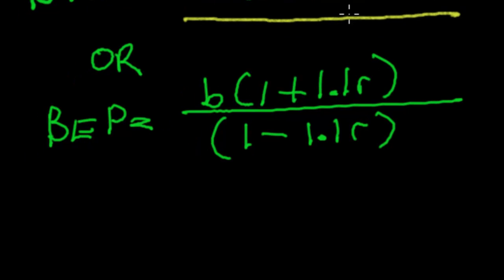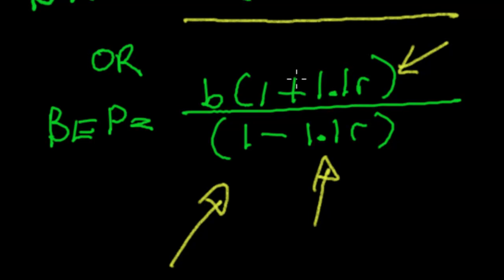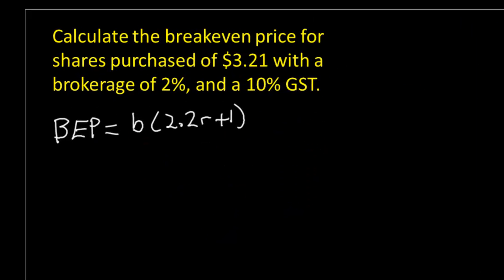The other formula is very similar. It's like this. It has the 1.1 for buying and 1.1 for selling, so this is your GST for buying, this is your GST for selling. Your buying price is up here, and your R once again is your rate, and that is also in a decimal. So let's have a look at a solution. They both work out the same way, slightly different with the decimal places when you get to the answer, but your final solution will be the same. It's up to you which one you use. So let's have a look at a quick example and see what that looks like.